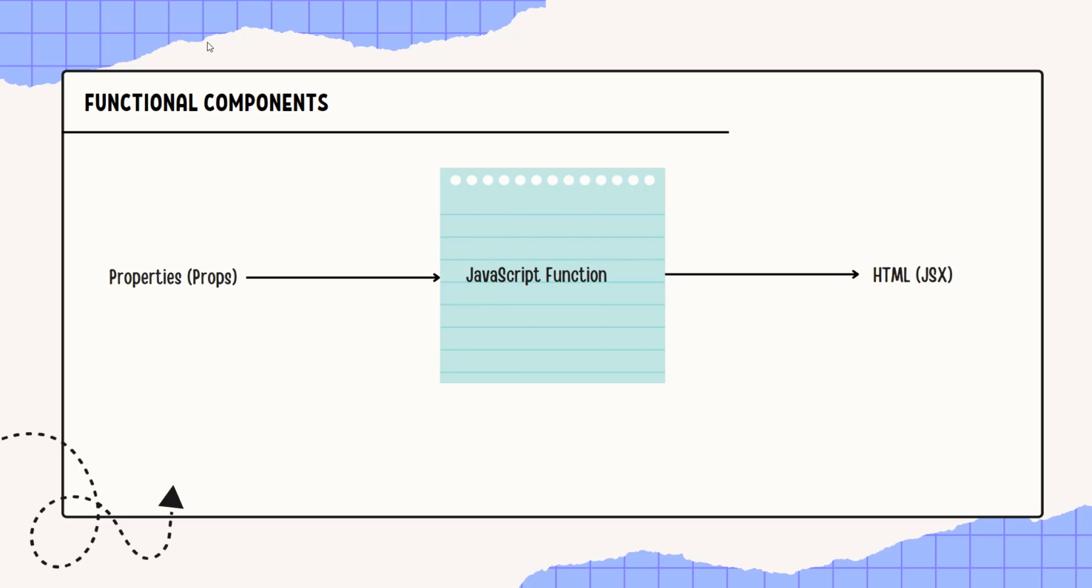My name is Victory and I'm going to be showing you how to create a React functional component. JavaScript functional components are simply JavaScript functions that can accept an object of properties known as props and can return HTML known as JSX.